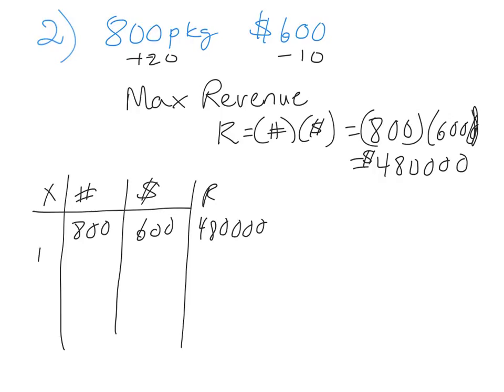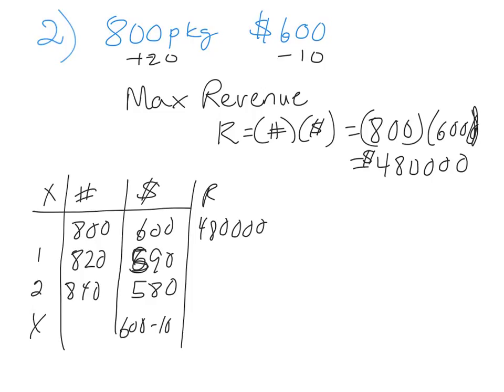If X is 1, we are going to sell 820, 800 plus 1 times 20, and we're going to sell them for $590, which is 600 minus 10. If X is 2, it's going to be 840, and we're going to sell them for $580. If we say that we have X number of $10 decreases, that's going to be 600 minus 10 times X, and we're going to sell 800 plus 20X.